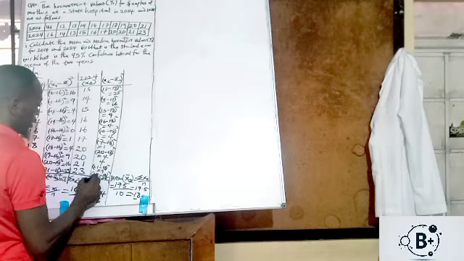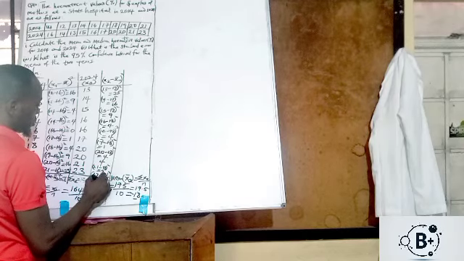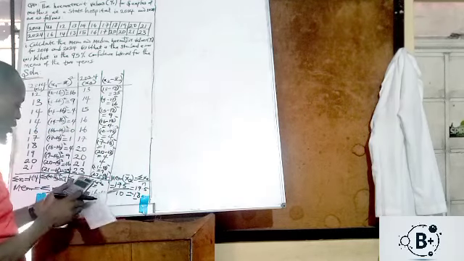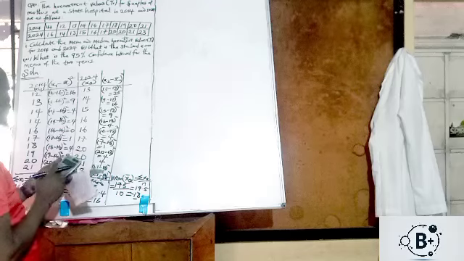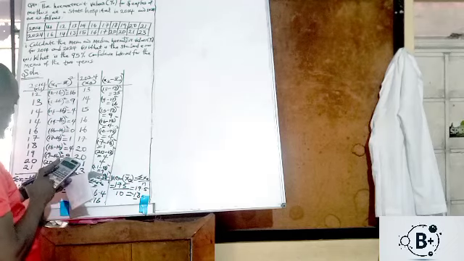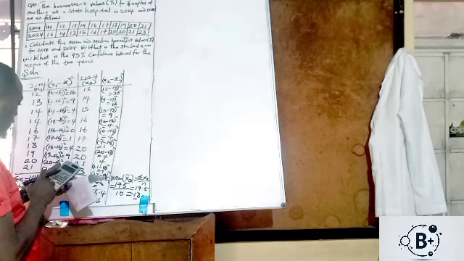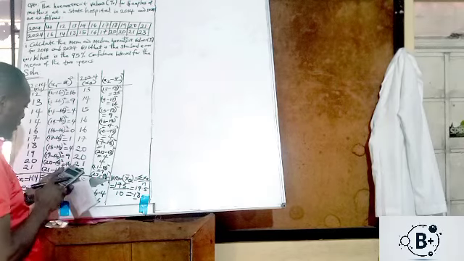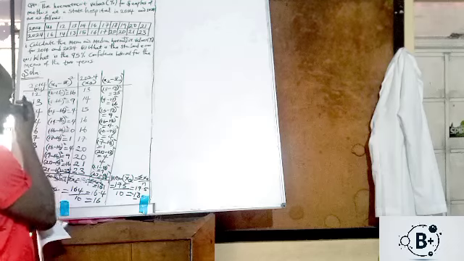So we do the summation, sigma S2 minus S2 bar squared. If we compute this, we say 25 plus 16 plus 9 plus 4 plus 4 plus 1 plus 4 plus 4 plus 9 plus 25. That is 101. That is all we have here.